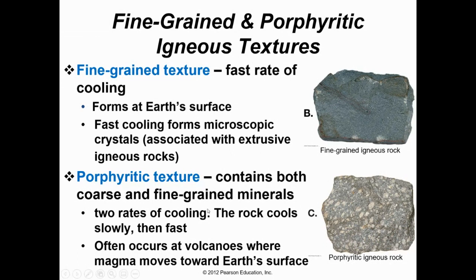Then there's something called porphyritic texture. That's rock C here. You'll notice that it has a combination of large crystals and small ones. So that's kind of a unique situation, and here's how that happened. First, you had a rock that formed deep below Earth's surface, so an intrusive igneous rock. It was down there for a long time.